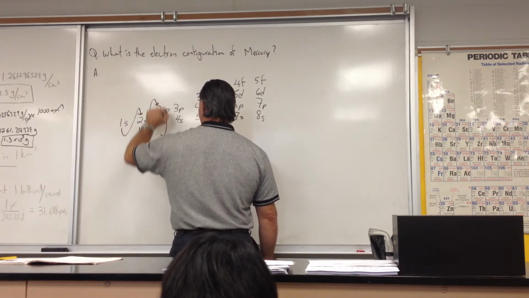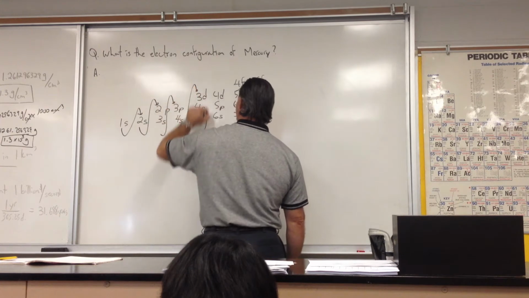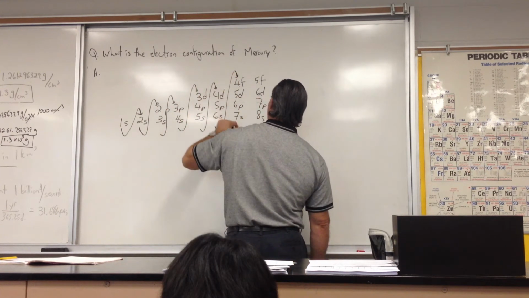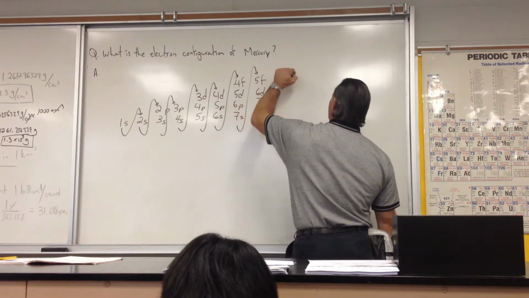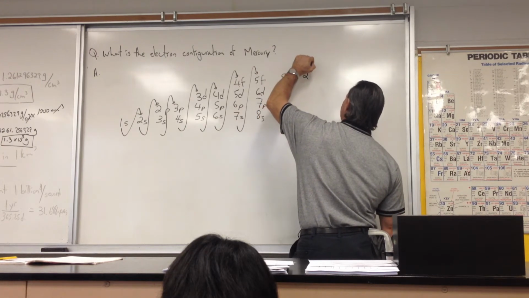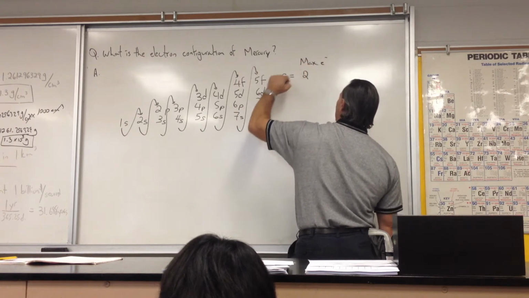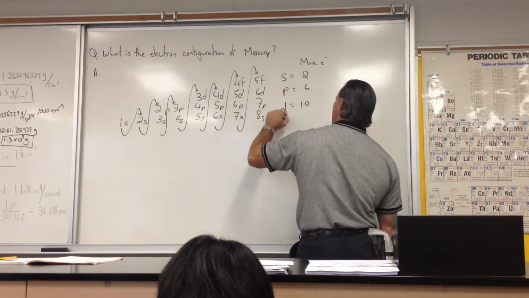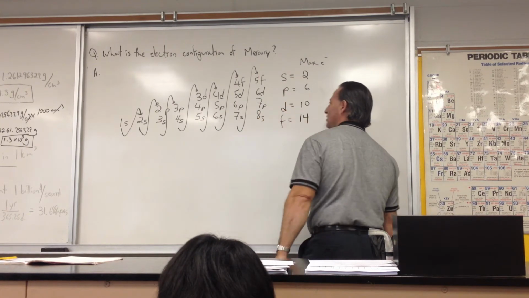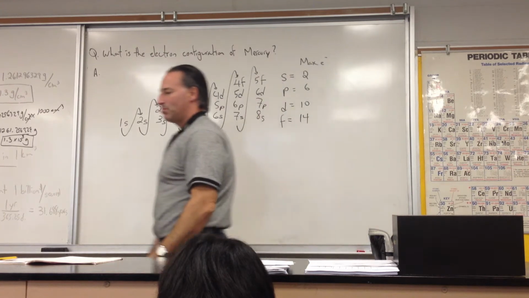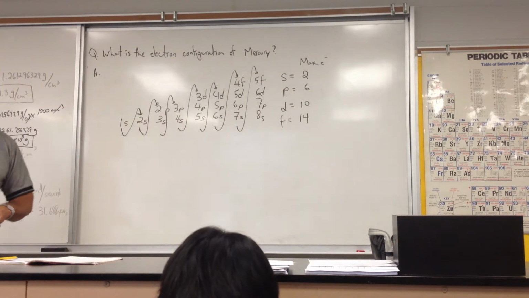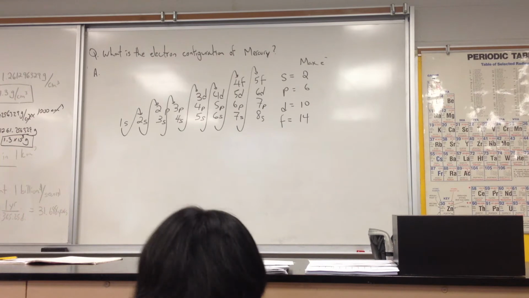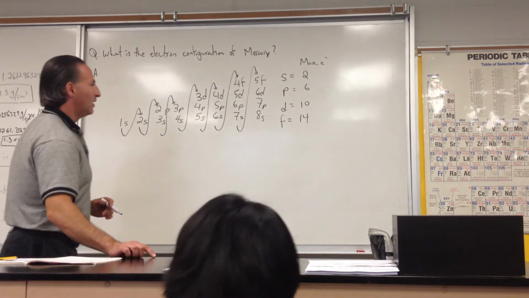So these arrows tell you what order to follow when you fill the shells of the electrons. And recall that an S orbital holds a maximum of 2. P orbital holds a maximum of 6. D orbital holds a maximum of 10. F orbital holds a maximum of 14 electrons. Now, the pattern is not followed perfectly every time, but by and large, it will follow this pattern.